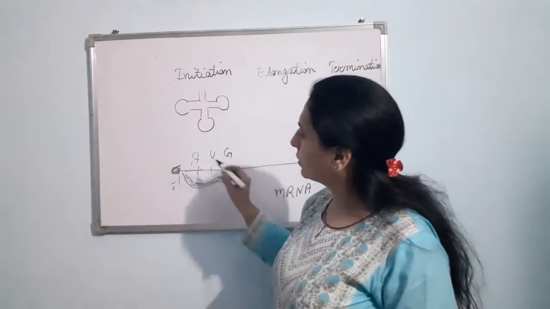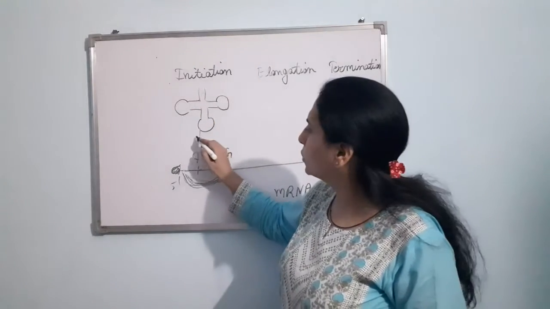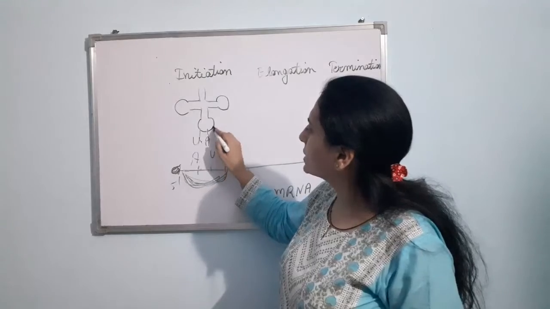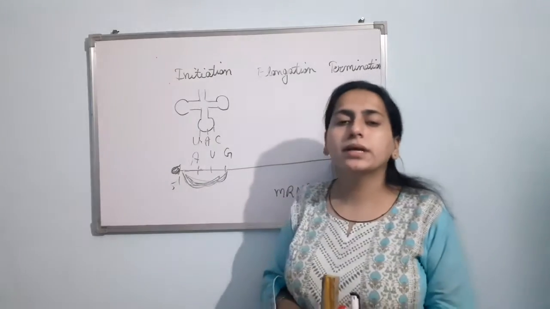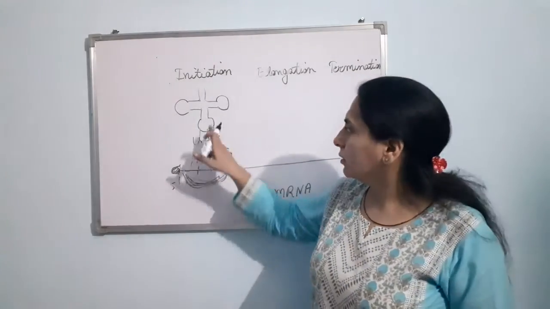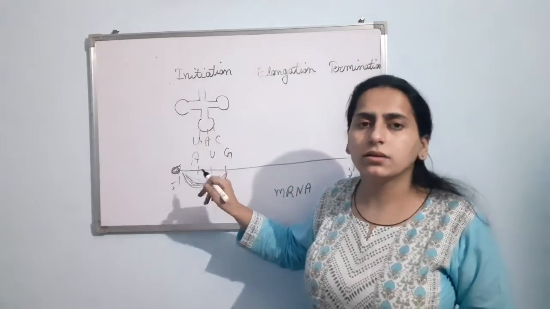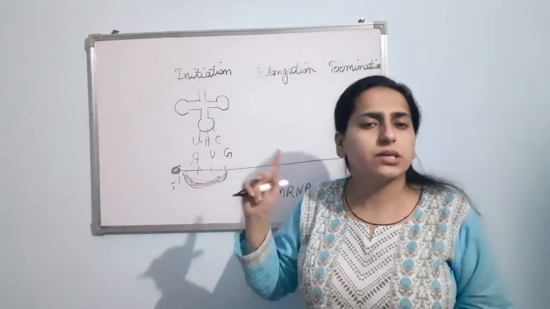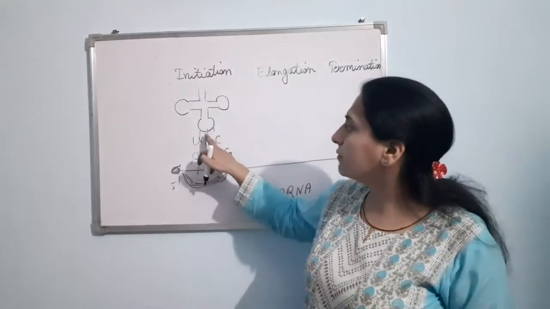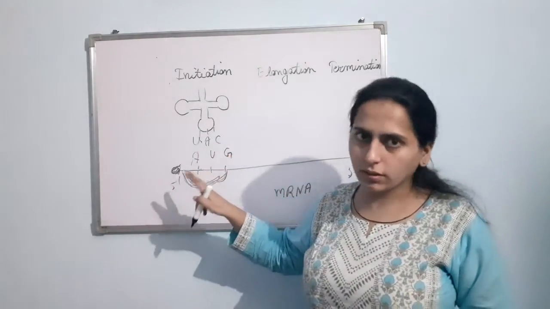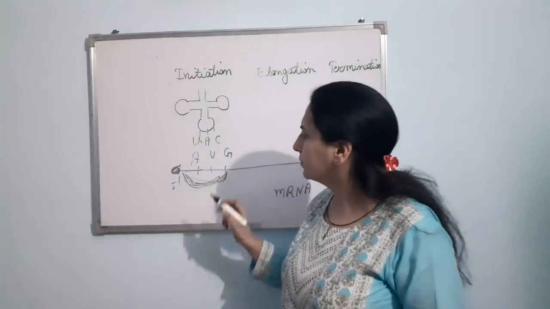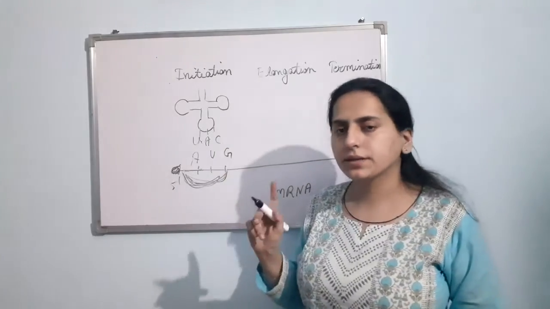Like this. Clear? So it will be having U, A and C. That's what I told you, tRNAs are specific. Only this can bind with this, not any other kind of charged tRNA. Clear? Because it is having the anticodon of this codon. Clear? Now, what will happen next?